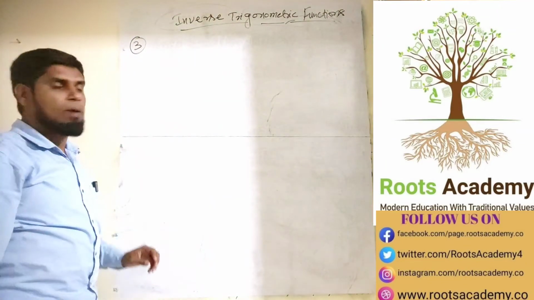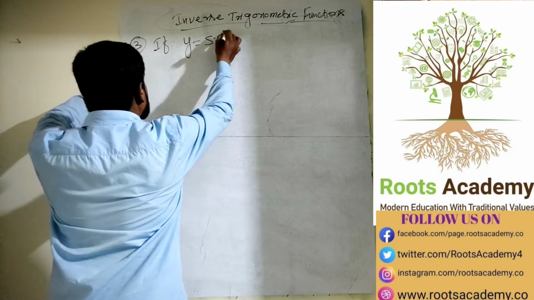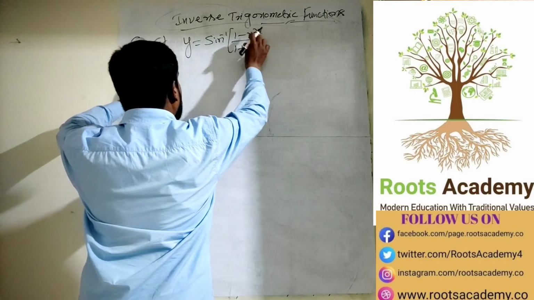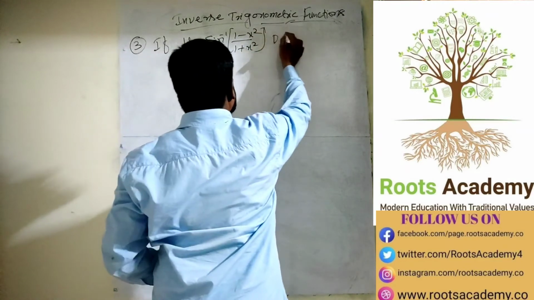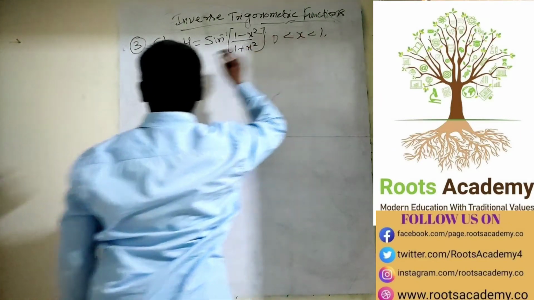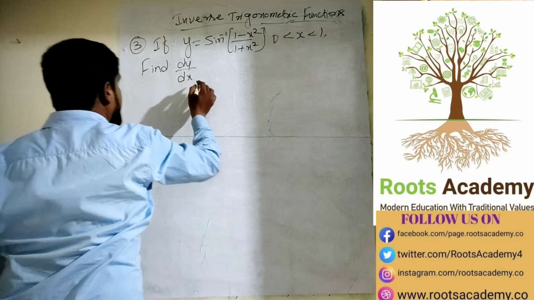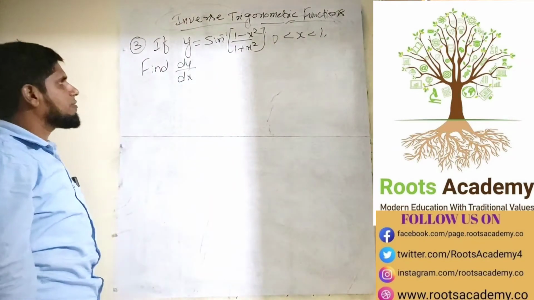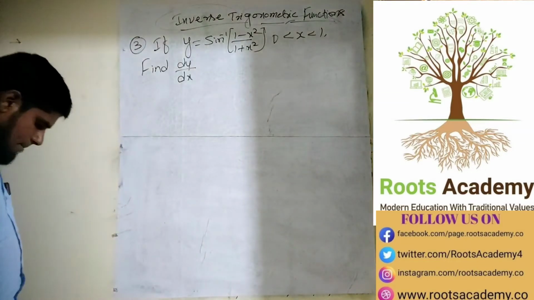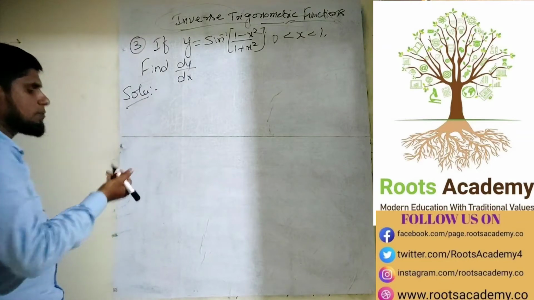Okay, students, now let us go to the next problem. If y is equal to sine inverse of (1 minus x square) divided by (1 plus x square), and 0 is less than x less than 1, find dy by dx. Solution.